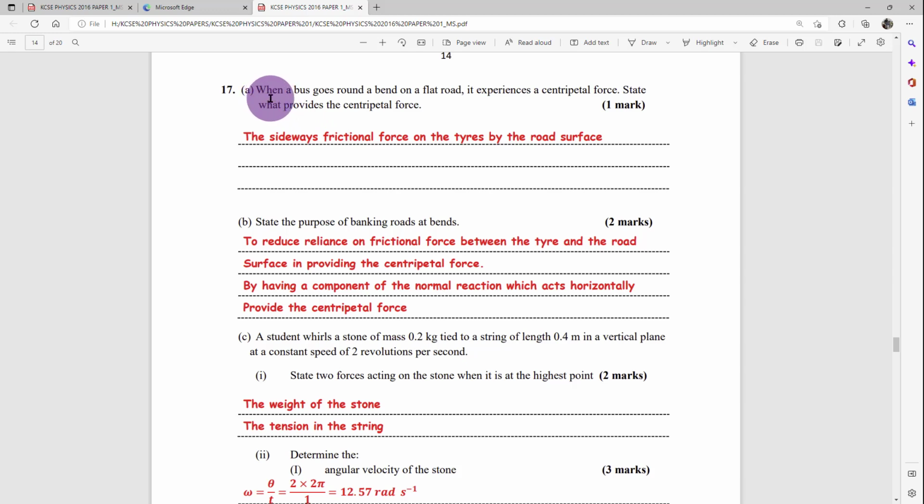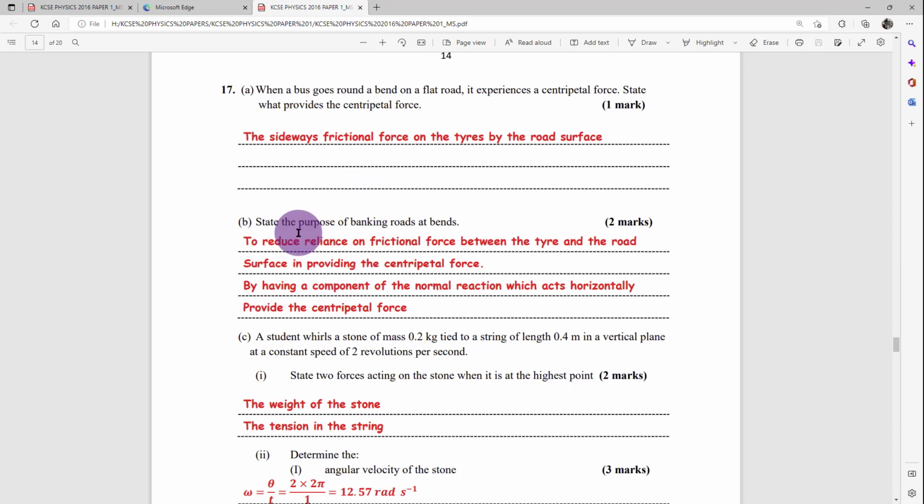Like for instance here, I'm talking about circular motion. There is a full video about concepts in circular motion that I have included at the end of that paper as a link. Just click on the link and you'll be able to understand all these factors that we are talking about here. So what provides the centripetal force? It is a sideways frictional force on the tires by the road surface. Remember to state that word, sideways frictional force.